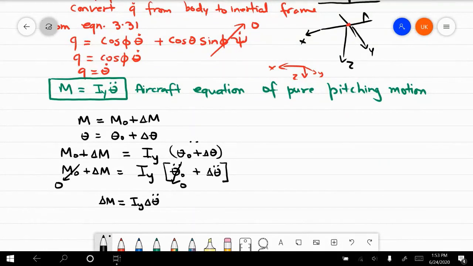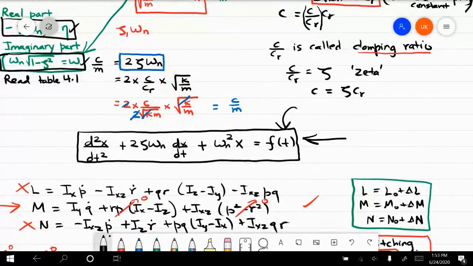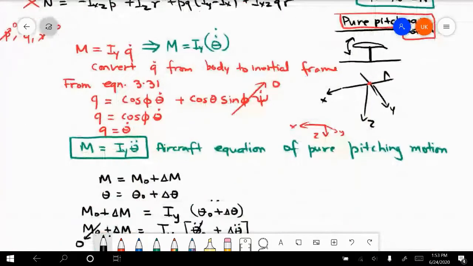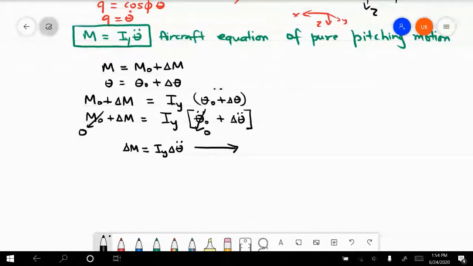And our goal is to write this equation in the form of this equation, so that we can immediately know what is the natural frequency, what is the damping ratio, what is the damped frequency of this aircraft. Okay, that is what we are trying to do. Now again, recall what we did in the aircraft equation of motion. After this step, we wrote delta M as a combination of stability derivatives. We are going to do the same thing here as well.